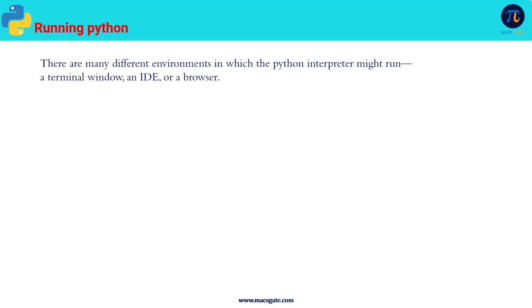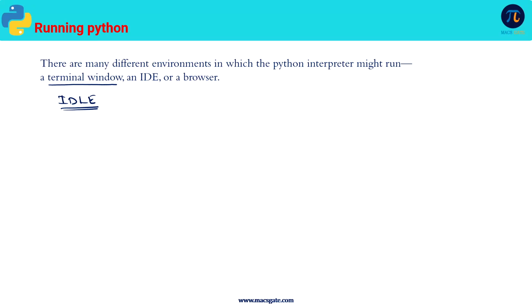Running Python. As mentioned earlier, there are many different environments in which the Python interpreter might run: a terminal window, an IDE or a browser. We already know how to run Python in interactive mode as well as script mode using the command prompt, that is the terminal window, and IDLE, that is Integrated Development and Learning Environment. IDLE is a simple IDE that is included with the default Python installation.